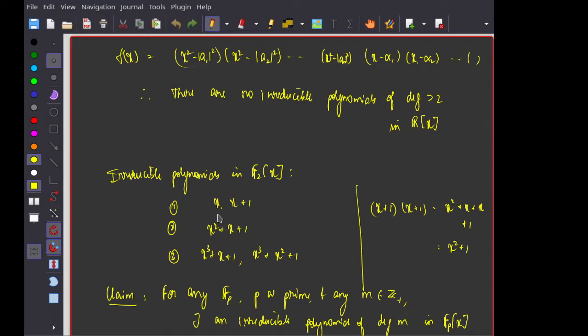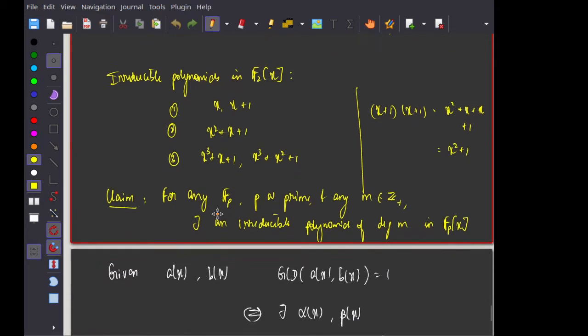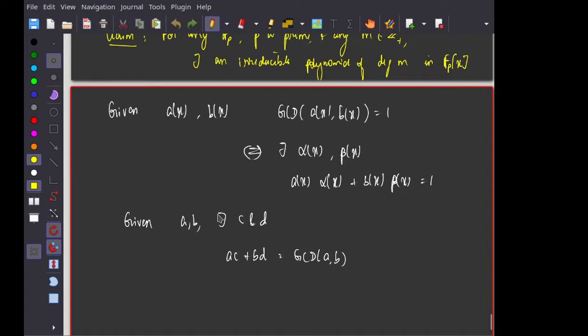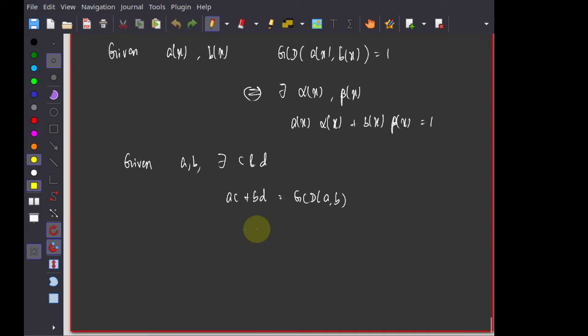So let's see the following. Right. So we stopped in the last class with the following statement that for any two integers a and b, you can always find integers c and d such that ac plus bd is equal to the gcd of a comma b. So in particular, if a and b are coprime or gcd is equal to 1, then it's possible to find integers c and d such that ac plus bd is equal to 1.